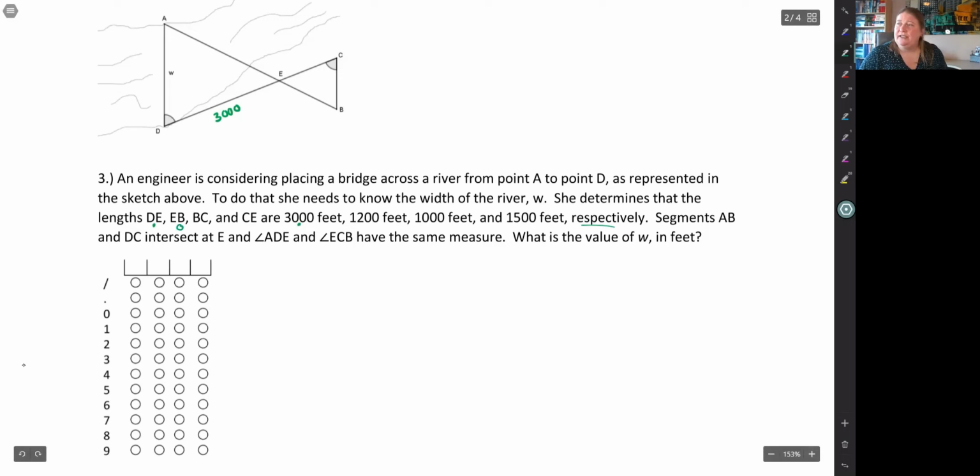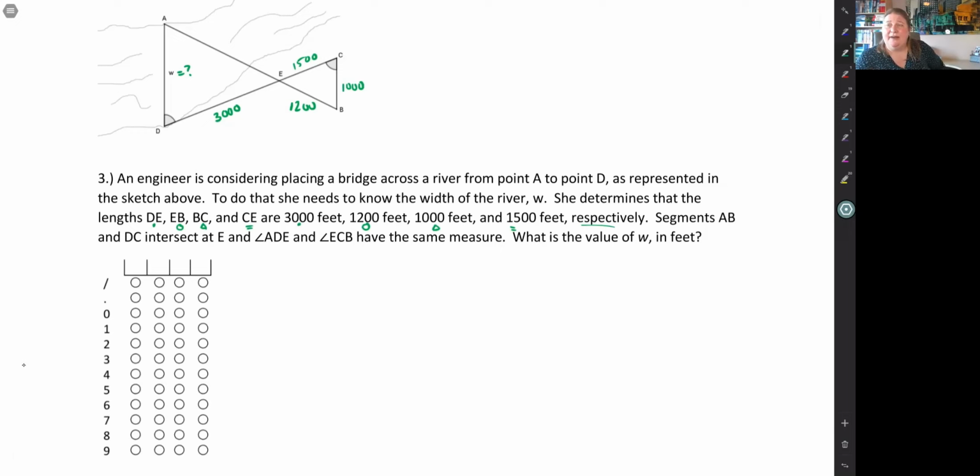Continuing with that pattern of respectively, the EB would be your 1,200. That's going to go here. The BC would be your 1,000. And finally, the CE is your 1,500. That goes over here. And the question here is, what is the value of W? So we'll put a question mark by W so I remember what the final answer is supposed to be.